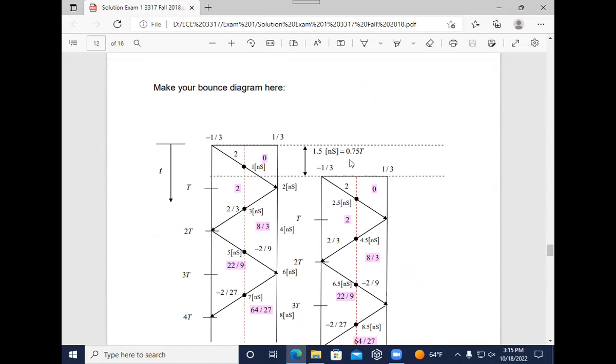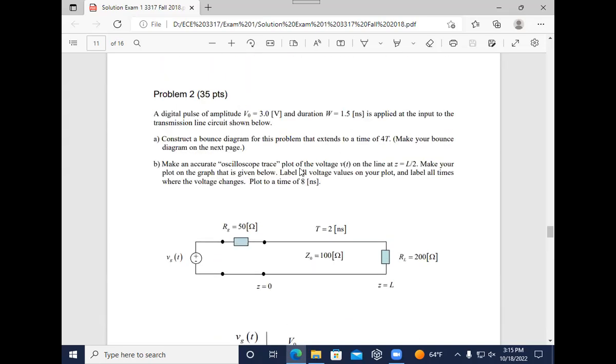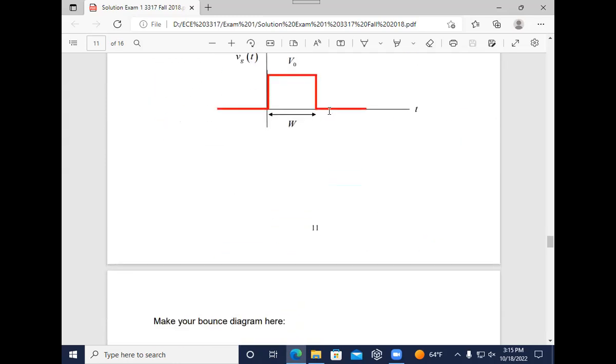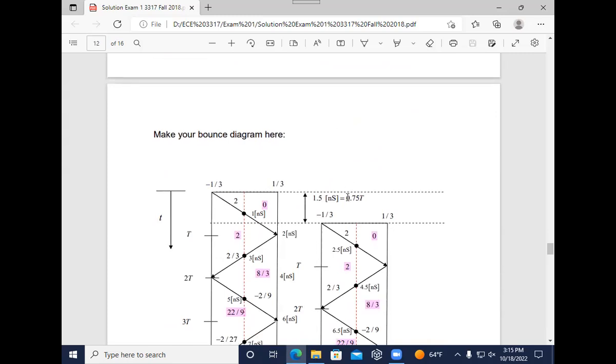So see, this is what we do when we make a snapshot. This would correspond to making a snapshot if we knew that the width of the pulse was 1.5 nanoseconds. And that's what the width of the pulse is, but we don't need to make 2 bounce diagrams because it's an oscilloscope trace. I guess there's no harm in it, but it's kind of silly. This is what you would need to do for sure for the snapshot, though. Okay, thank you.